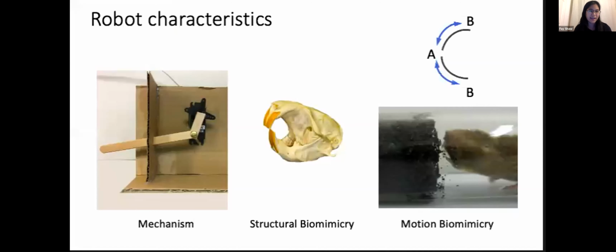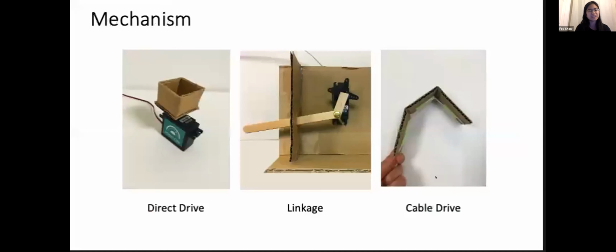So we looked at each robot's mechanism, their structural biomimicry, what the animal looks like with respect to their digging adaptation, and then how that animal moved. The mechanisms, we taught the students how to do this and had building guides. The ones we saw were the direct drive, where something is just attached to the motor, a linkage, where there's a link like this popsicle stick, moving a secondary link, and then the cable drive, where you pull a string and the end of it is actuated. The direct drive is the simplest, and we saw that the most often.